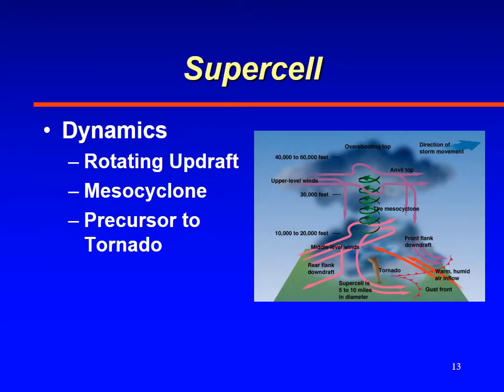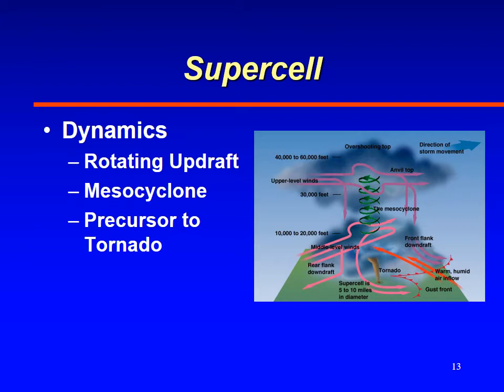And then the way a supercell works is that, of course, the updraft rotates because of the shear in the atmosphere. The shear gets tilted and you have a rotating updraft. That's what we call the mesocyclone. So the updraft is rotating, and that rotating updraft you can see in Doppler radar, and it's usually the precursor to a tornado.